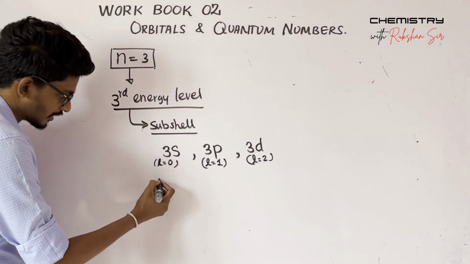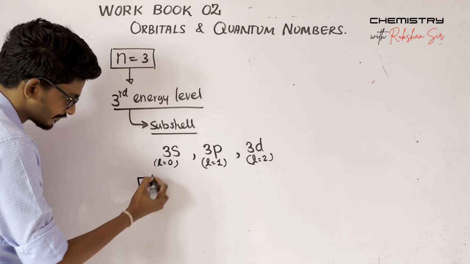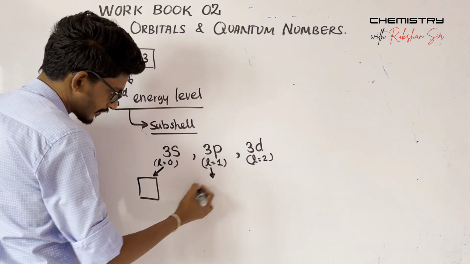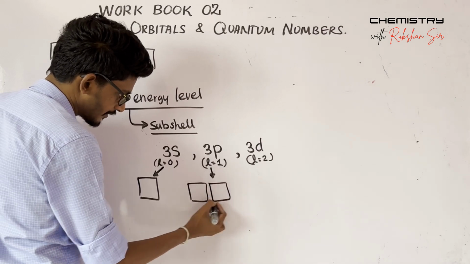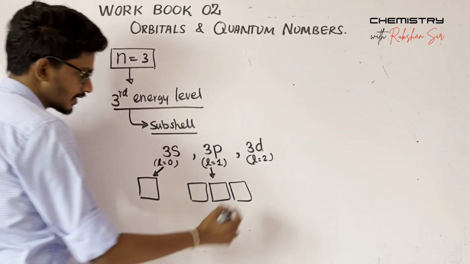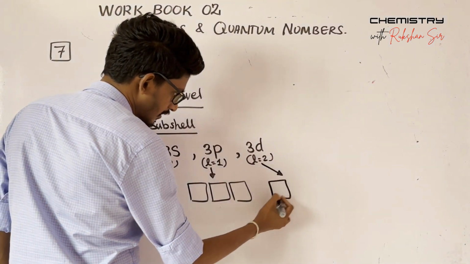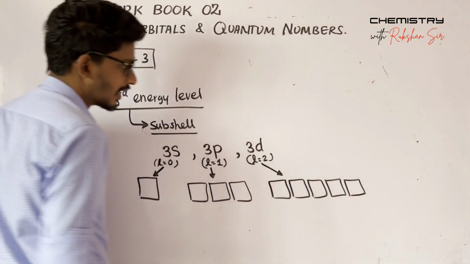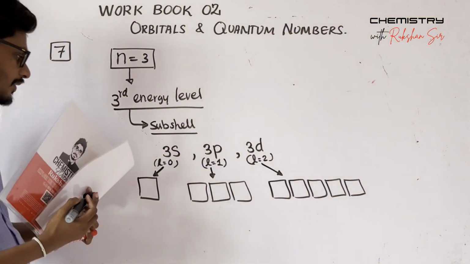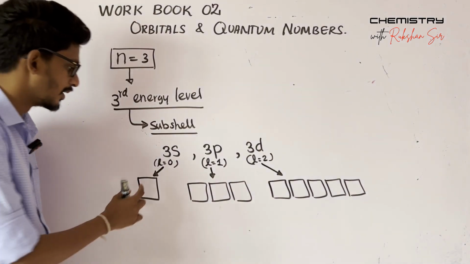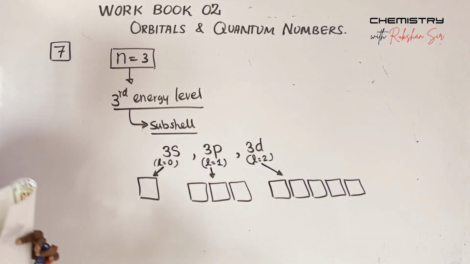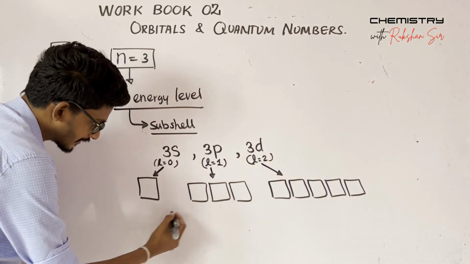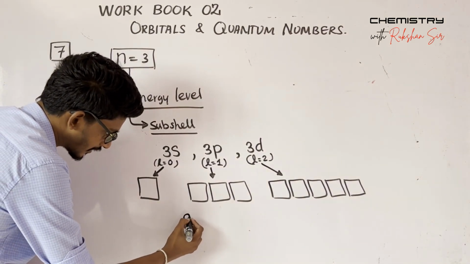So with the 3s, you have only one orbital. With the 3p, you have 3 orbitals, 3 ml values. With the 3d, you have 5 orbitals. To count the maximum number of electron pairs, you have to decide how many orbitals there are. So in the third energy level, you have 9 orbitals: 1, 2, 3, 4, 5, 6, 7, 8, 9.